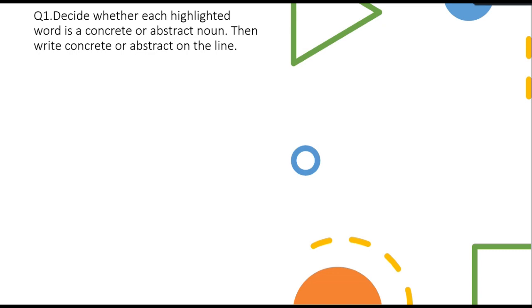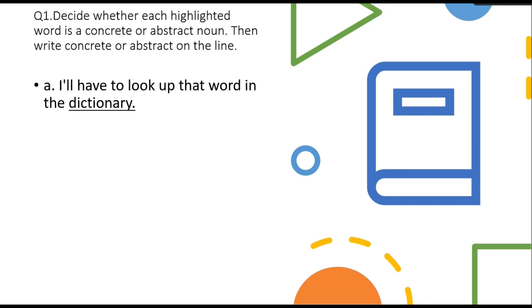Now look at your book, question number 1. Students, you will listen to me very carefully and you will do your work very neatly. Okay, now look at your book, question number 1. Decide whether each highlighted word is a concrete or abstract noun. Then write concrete or abstract on the line.